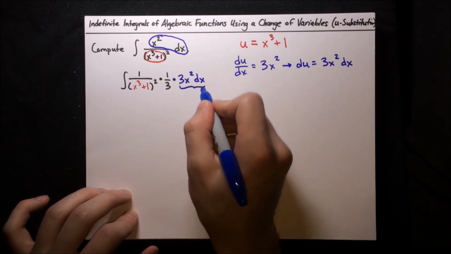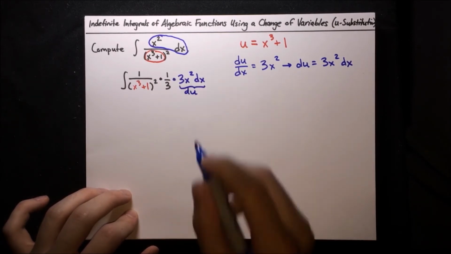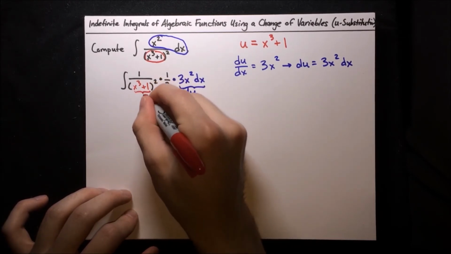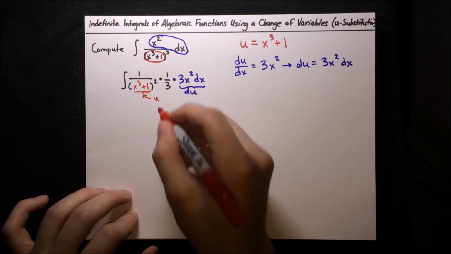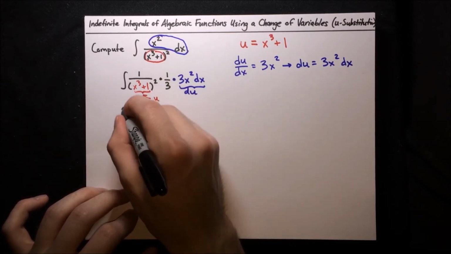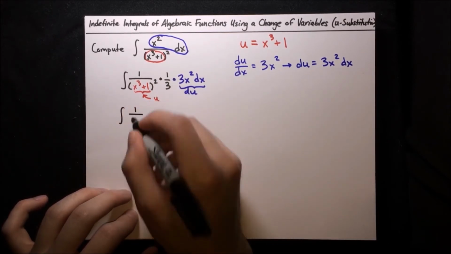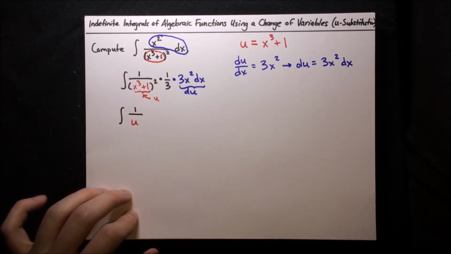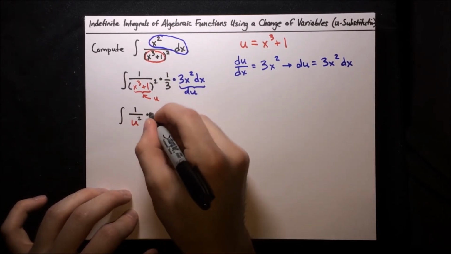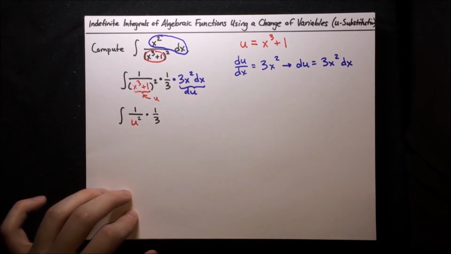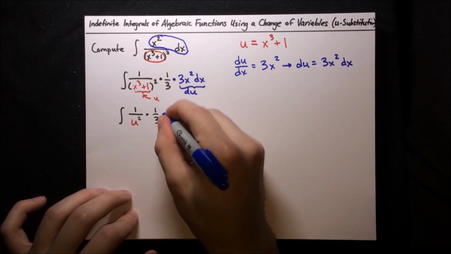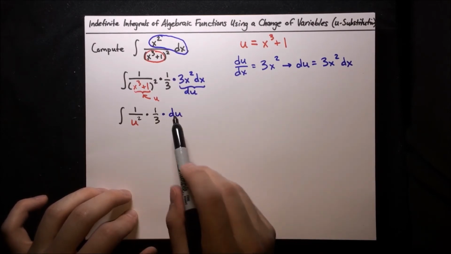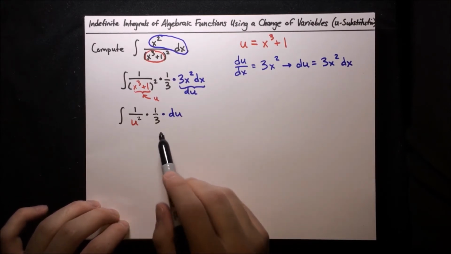The du is right here, that's du, and then the u just takes the denominator inside of the square, that's just u. So we can write this again. This is just 1 over u squared, and then times a third, and then times du. Now this is a lot simpler. It just contains u, and it's a simple integral, so why don't we go ahead and integrate?